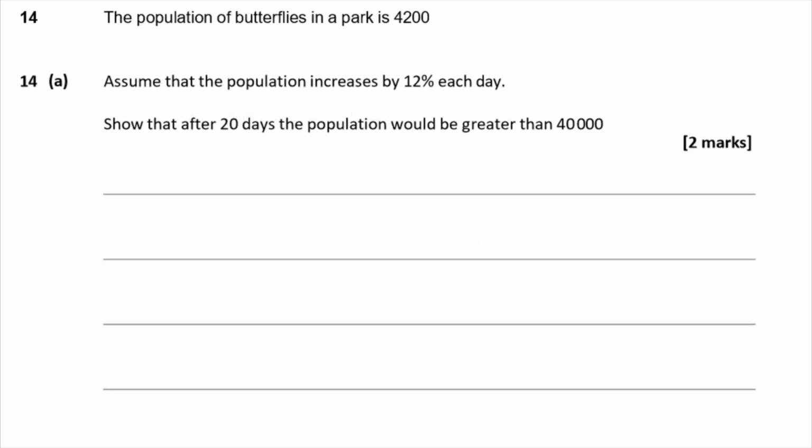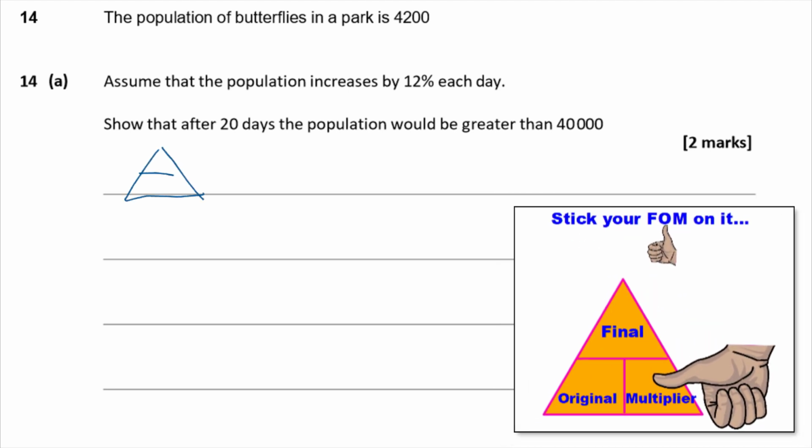Question 14. The population of butterflies in a park is 4,200. Part A says, assume that the population increases by 12% each day. Show that after 20 days the population would be greater than 40,000. Okay, so this is a growth and decay problem, which is pretty much the same thing as compound interest, isn't it? But with butterflies rather than pounds in the bank. So we're going to be doing it using our little triangle, FOM, which I use for all percentage questions.